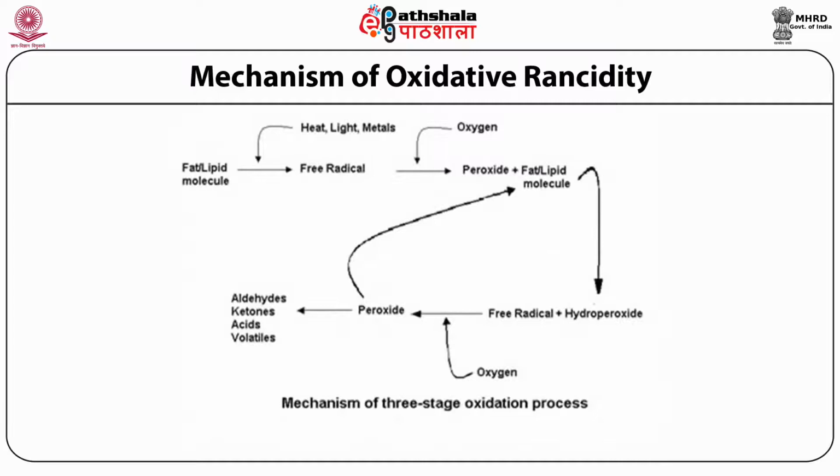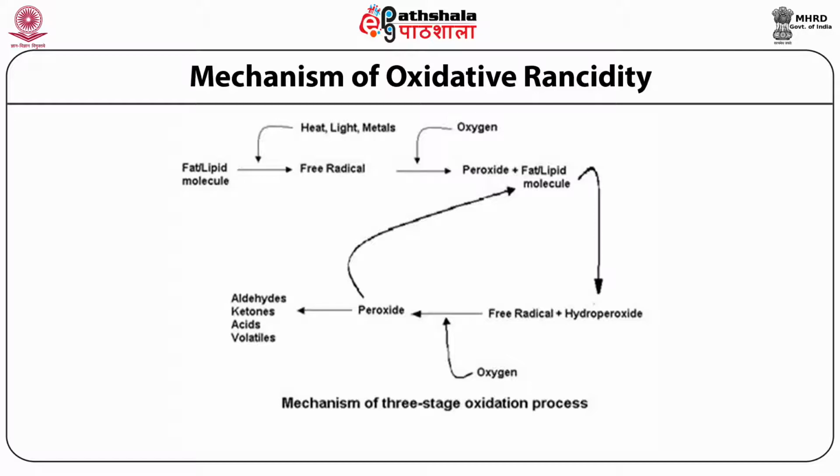This figure is depicting the mechanism of the three-stage oxidation process of lipids. Any fat or lipid molecule, when it comes in contact with heat, light or metal, gives a free radical. This free radical combines with oxygen to produce peroxide, and this peroxide again combines with a new fat or lipid molecule to produce hydroperoxide, and again a free radical is produced.